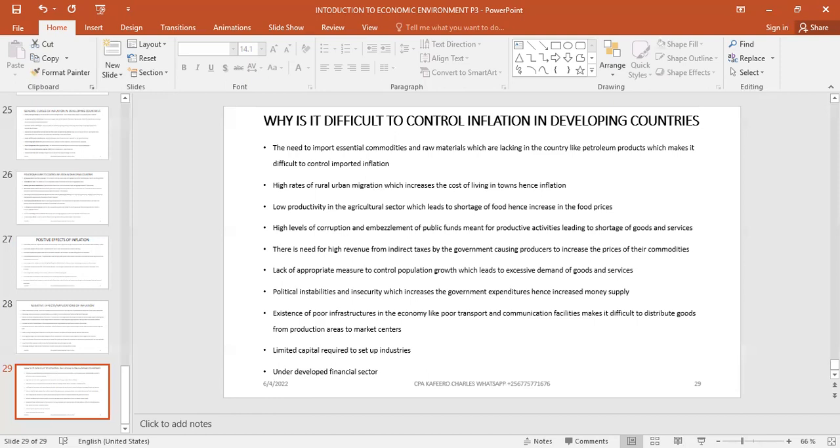The other one, we can talk about poor infrastructure, like roads and others. Most of the transport and communication networks in the low developing countries are poor to the extent that even if you have produced the materials or the finished goods, you cannot supply them to the people who need them. And that leads to an increase in the price in those places where they are hard to reach.